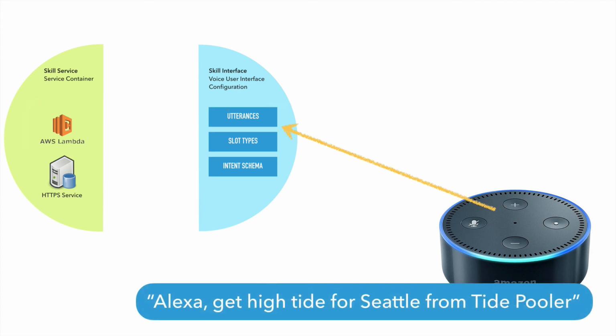When a user says, Alexa, get high tide for Seattle from Tide Pooler, the text is streamed to the Alexa service in the cloud, which then parses the statement and figures out that this is intended for a service in AWS Lambda, or an intent that lives in an Azure function. When it sends the request, it's structured in a way that the service can handle it and say, oh, okay, this person is looking for the high tide for Seattle. And then it sends a response back to the Alexa service, which then gets sent directly to the Alexa device.